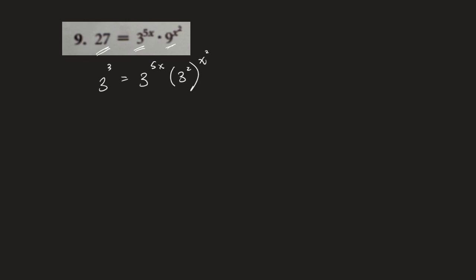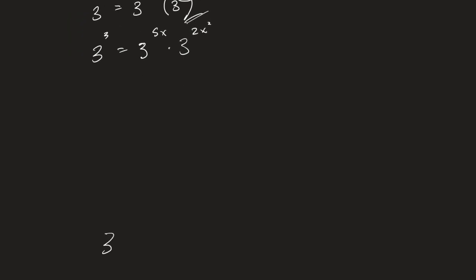Okay, let me just sort of simplify that part. So let me rewrite this. And then this is power of a power, so I multiply those two. So it'd be 2 times x squared, which is just 2x². Now I need to get it so that it's 3 to the something equals 3 to the something. But I've got two 3s here, so I have to combine those.